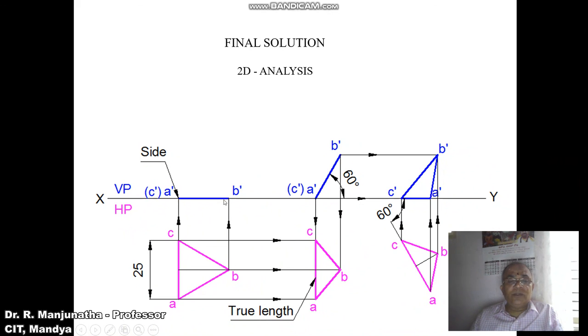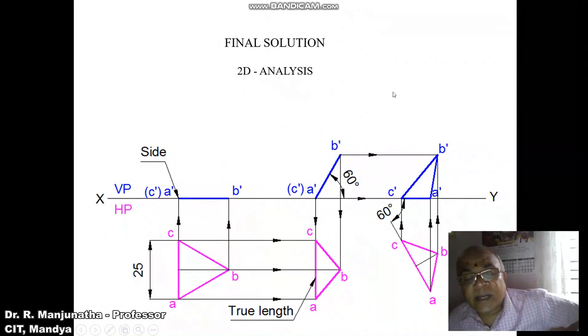Once you complete this, take any convenient distance from B dash to the second position front view and mark any point, and mark that point as A dash and C dash in bracket. Using the protractor with respect to the XY line, with A dash C dash as center, measure an angle of 60 degrees and draw an inclined line.